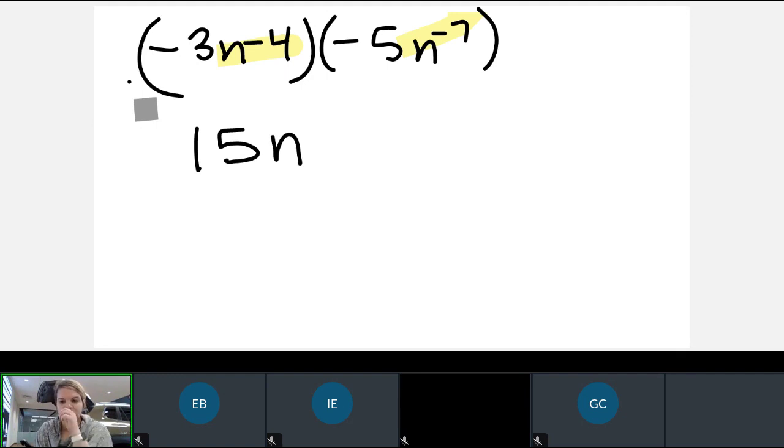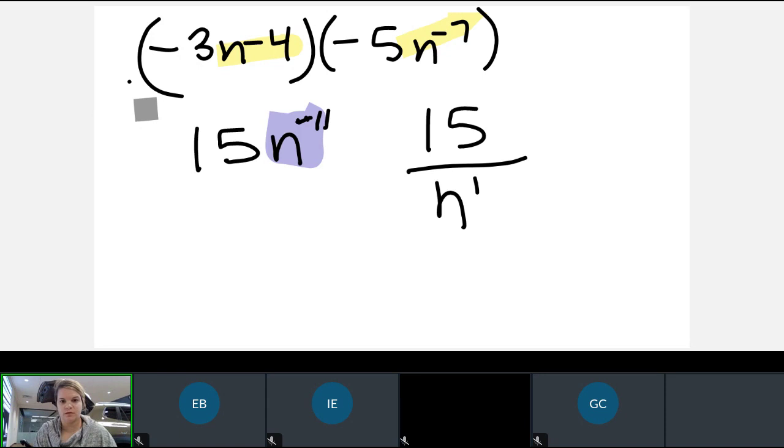Guys, I'm not checking work on 4 and 5. I already did 4 and 5 from the unit review. So if it's wrong, I'll grade it for you when I get to grading today. Yes, -11. So now to get rid of this negative here, we're going to move it to the bottom. So 15 over into the 11th.